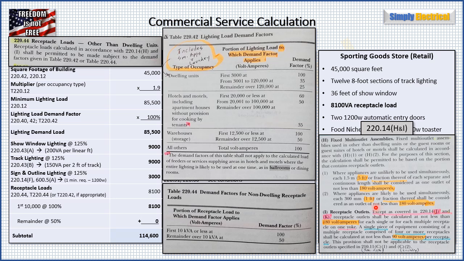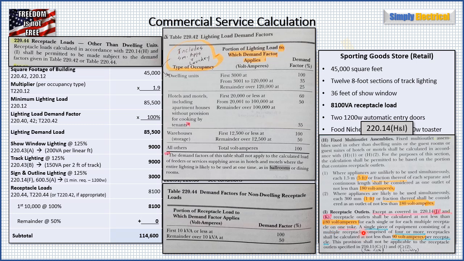So now let's go on to I, and it just says receptacle outlets. Except as covered in 220.14J, which is dwelling units, doesn't apply to us, and K, which are offices, which doesn't apply to us, receptacle outlets shall be calculated at not less than 180 VA for each single or for each multiple receptacle on one yoke. So any receptacle outlet that's either 1, 2, or 3 receptacles on one yoke, those are 180 VA apiece.